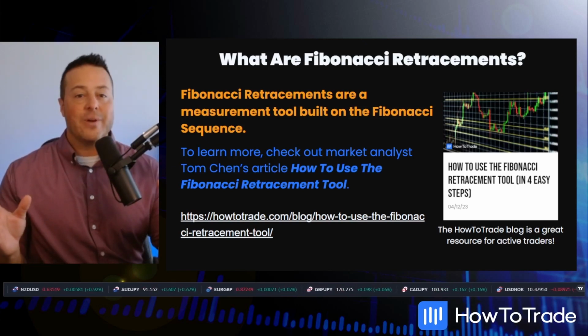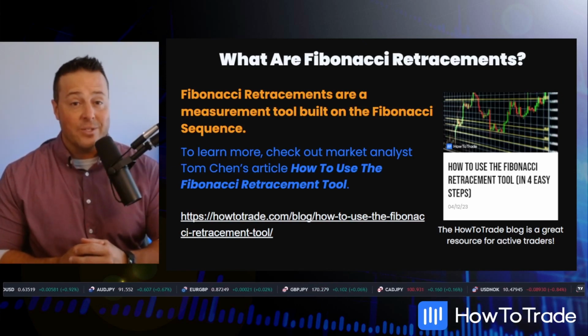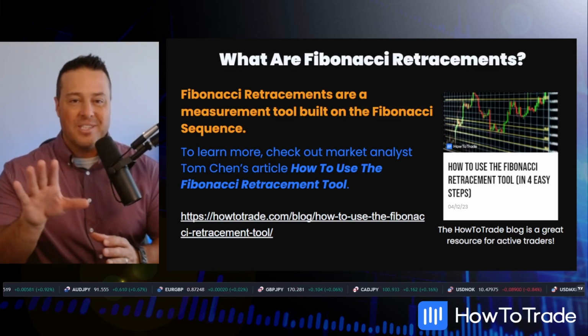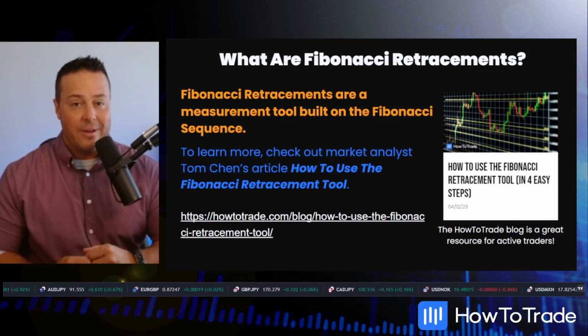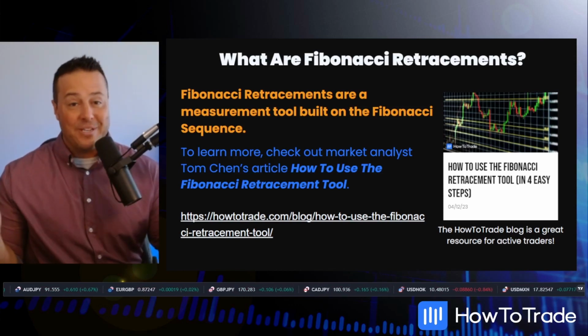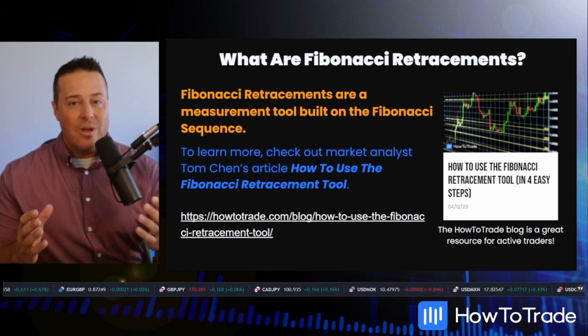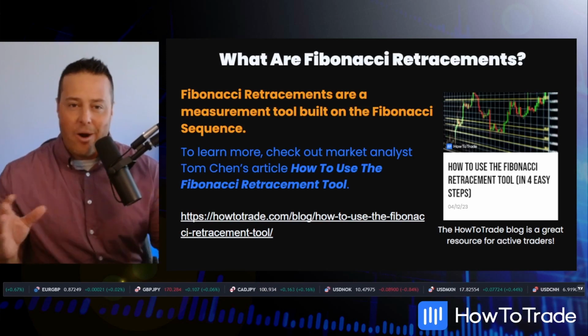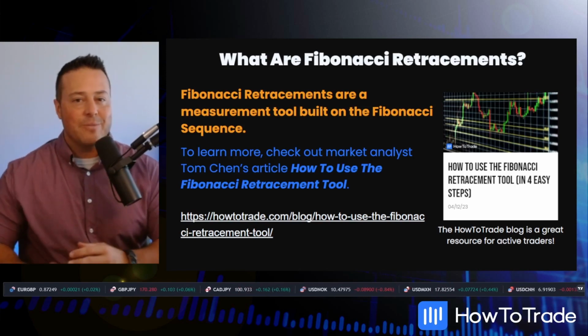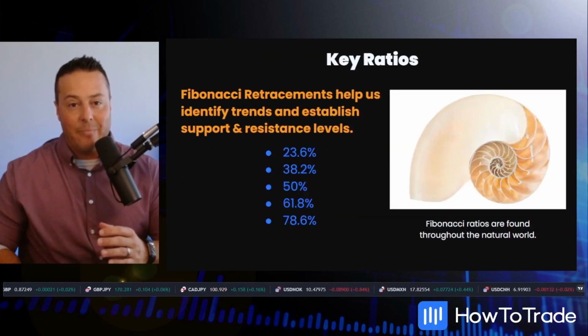Basically, Fibonacci retracements are products of Fibonacci ratios, which are derived by dividing numbers in the Fibonacci sequence by one another. Honestly, it can be very confusing, and we're not mathematicians, we're traders. If you're interested in learning more, be sure to check out Tom Chen's great article, How to Use the Fibonacci Retracement Tool, over at howtotrade.com.